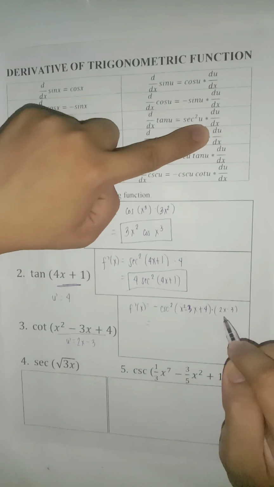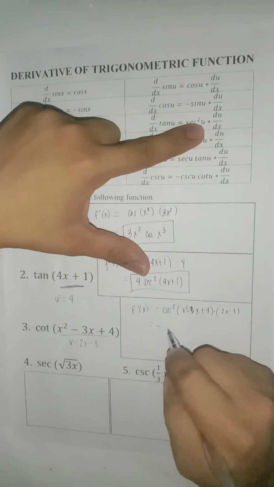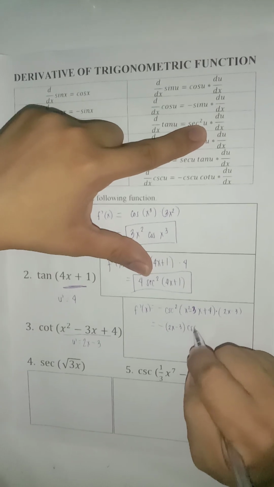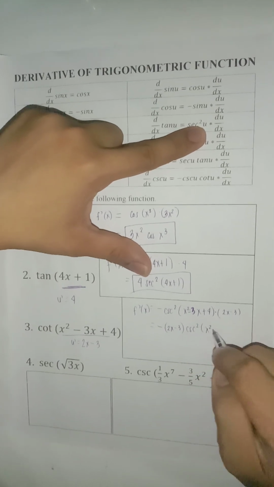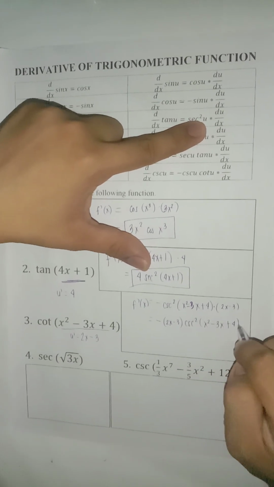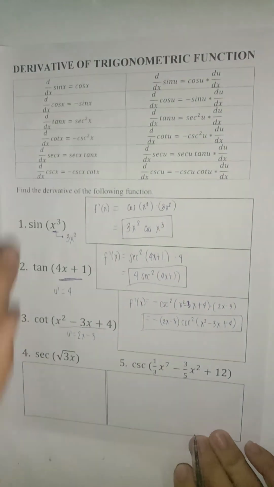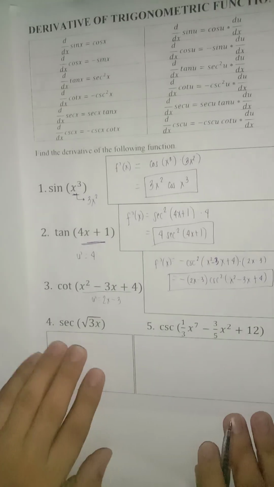Okay? Then ilalagay na din sa harap, we get negative 2x minus 3 cosecant squared x squared minus 3x plus 4. And this is the final answer for number 3. Okay? How about number 4?